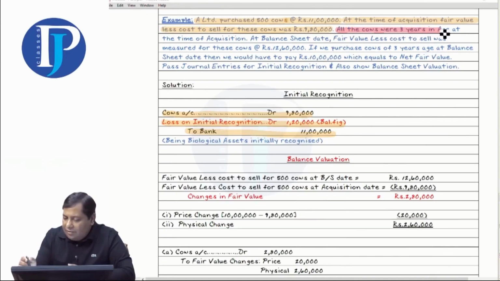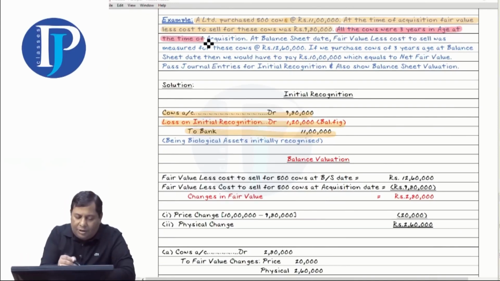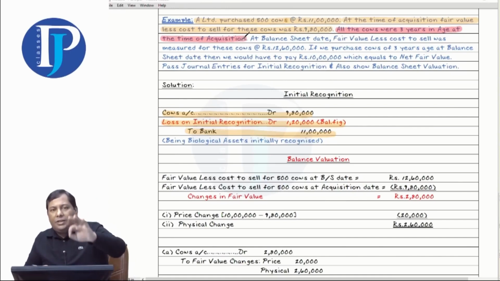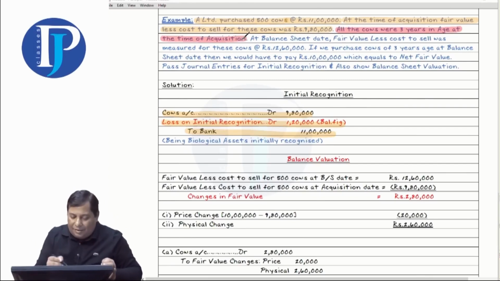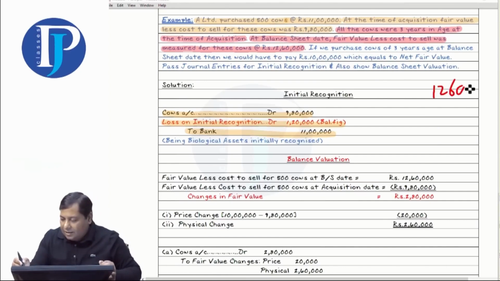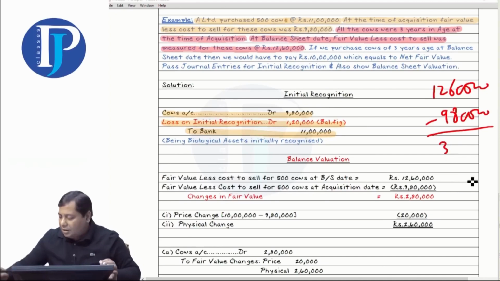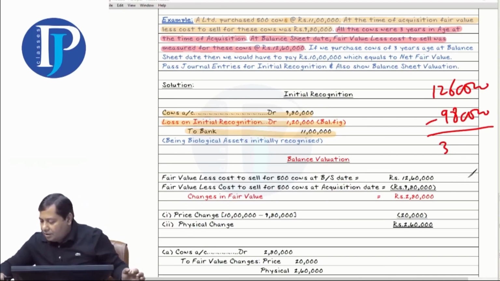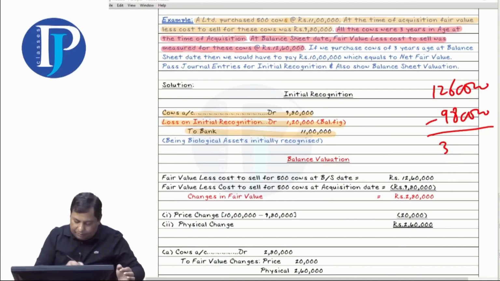All the cows were 3 years old. On the acquisition date, the cow's age was 3 years, so we will look at the balance sheet date to see how much it is worth today, and that will be price change. But the rest will all be physical changes. At the balance sheet date, the fair value less cost to sell was measured at 12,60,000 for cows. My valuation came out to 12,60,000 and my initial was 980, so the difference is 1260 minus 980, that is 280, right?